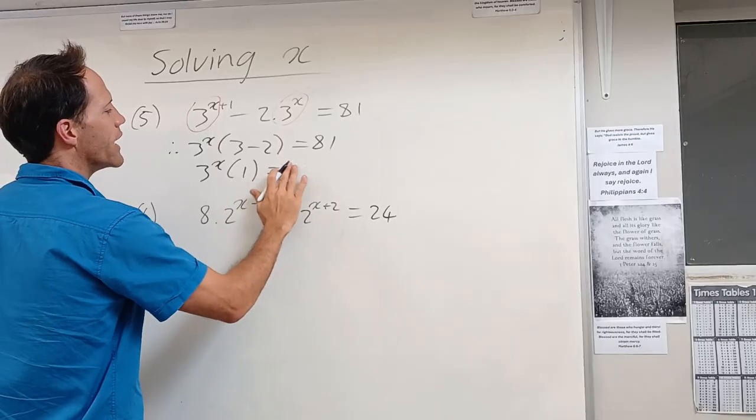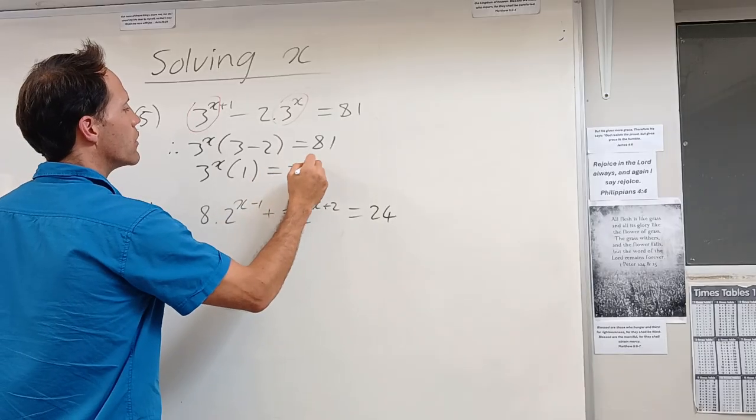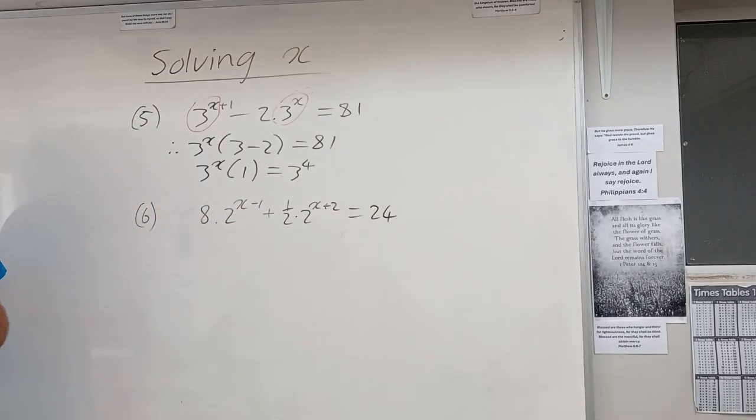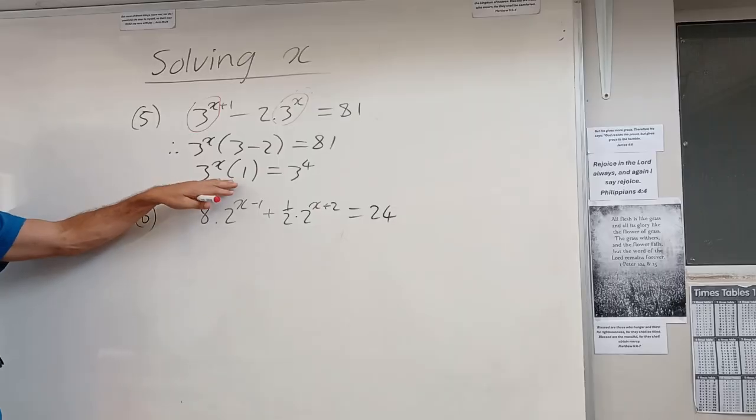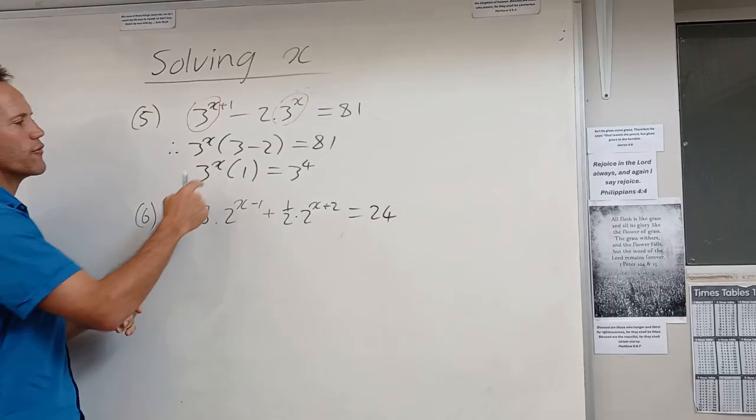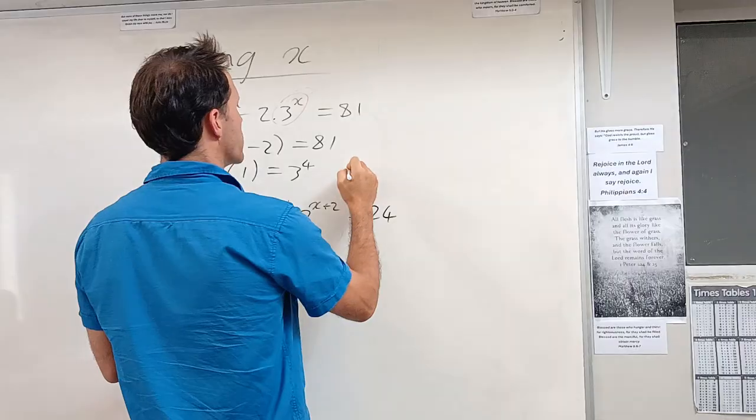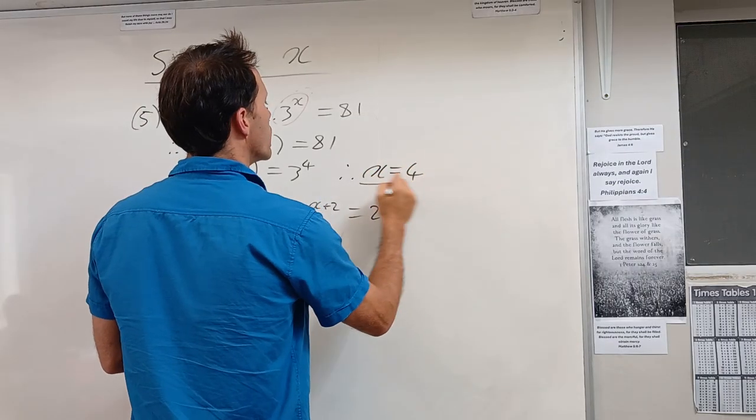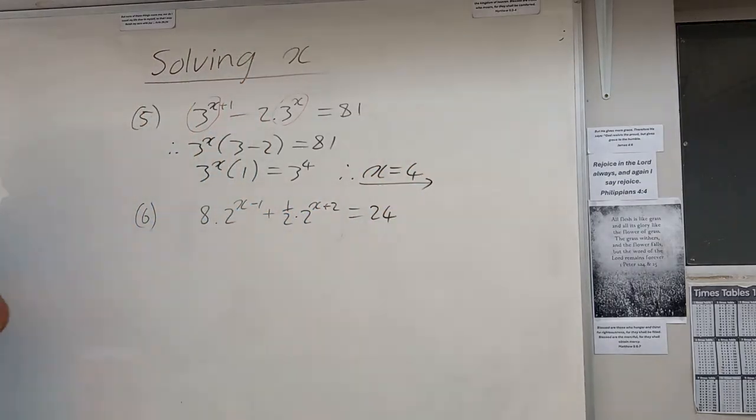And then we can change the 81 to 3 to the power 4. So we can simplify it like this, and then we can say therefore x must be equal to 4. Therefore x is equal to 4. Now let's look at this one.